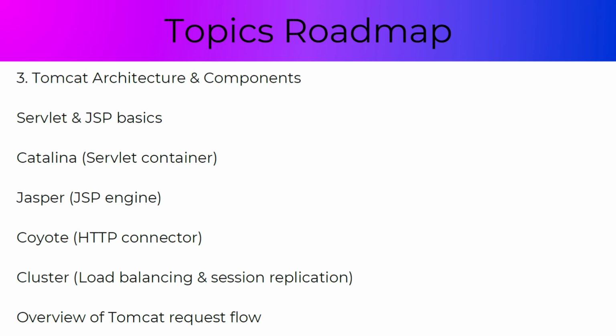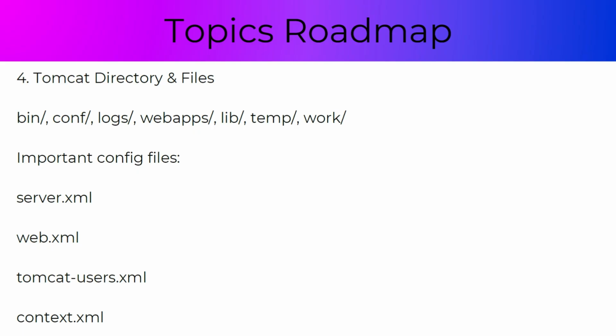Third, Tomcat architecture and components. Servlet and JSP basics, Catalina servlet container, Jasper JSP engine, Coyote HTTP connector, cluster, load balancing and session replication, overview of Tomcat request flow. In the fourth roadmap, Tomcat directory and files: bin, conf, logs, webapps, lib, temp, work.